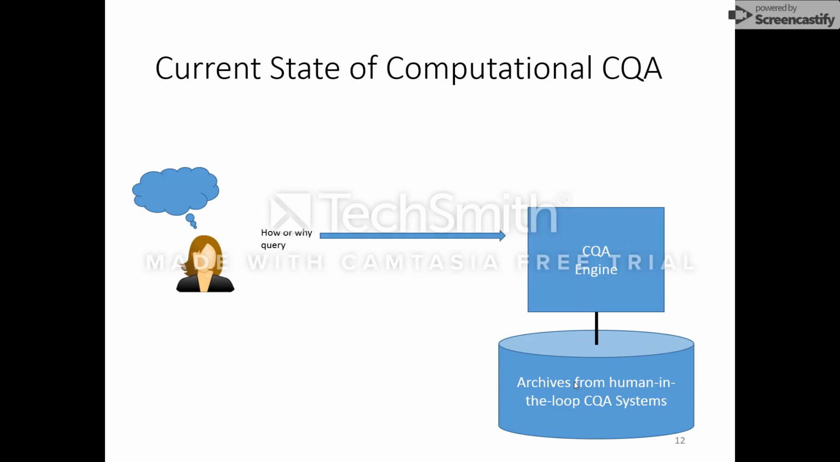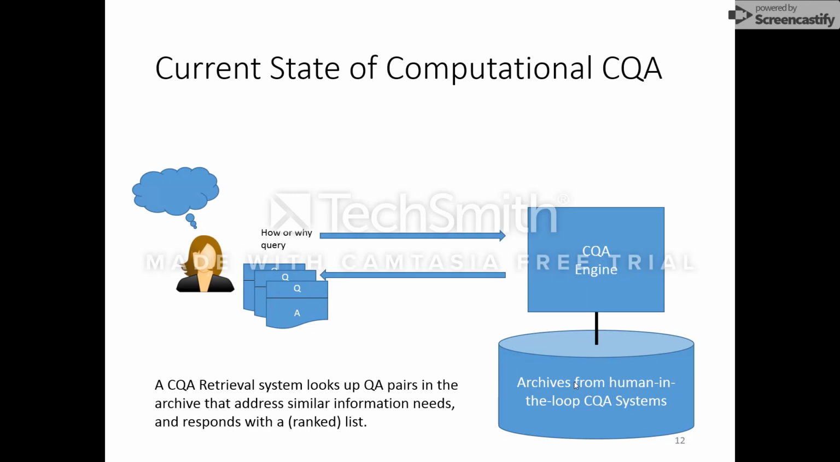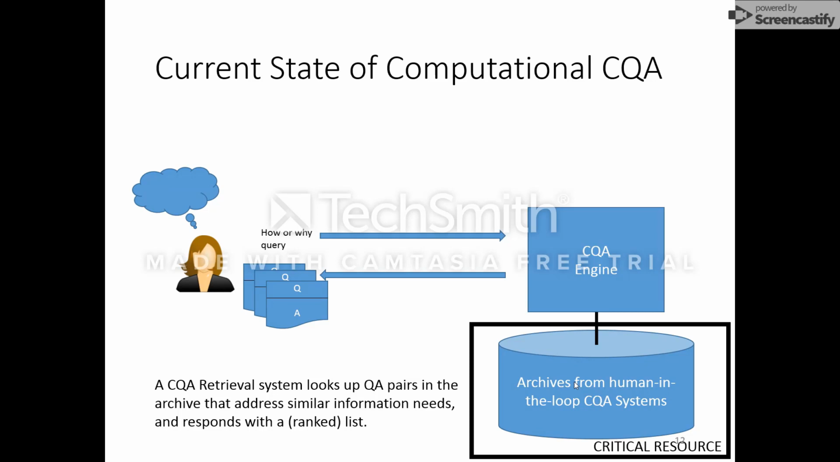And the CQA engine works upon these archives from human-in-the-loop CQA systems and provides a user with a list of CQA pairs from the archive. And these lists of CQA pairs are typically ordered and presented in the form of ranked lists, much like any web search engine would do. And that's what is typically done by a present-day CQA engine.